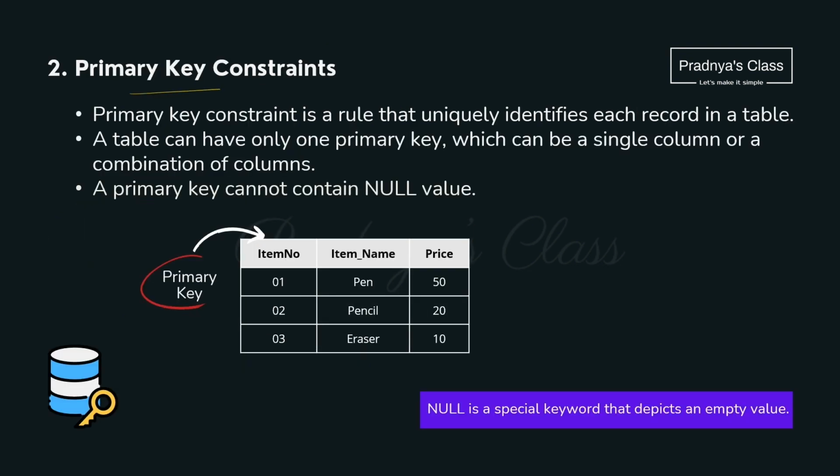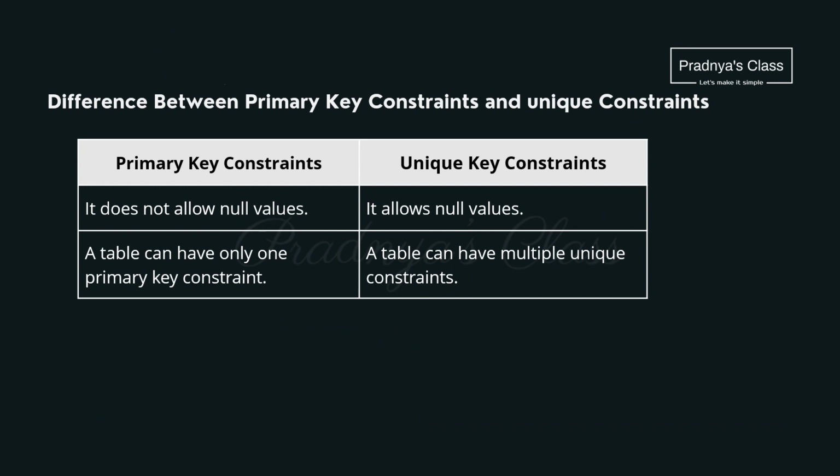The second constraint is primary key constraint. We understood the meaning of primary key. If we apply primary key constraint on any column, then that column will not accept duplicate values, even null values. Is there any doubt between primary key constraint and unique constraint? Let's look at the difference. Primary key constraint doesn't allow null values, whereas unique key constraint allows null values. In a table, there will be only one primary key constraint, but there can be multiple unique constraints.